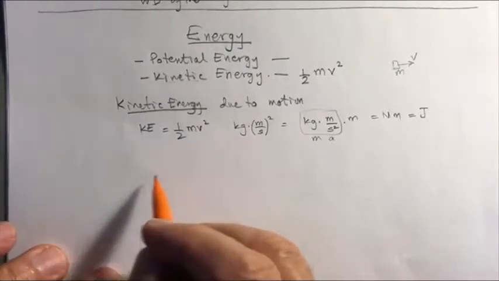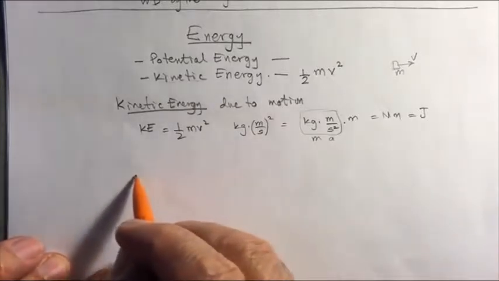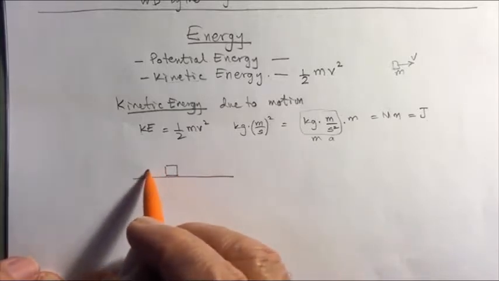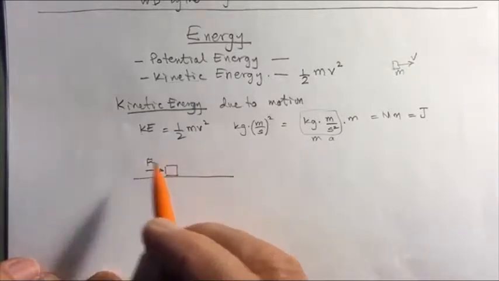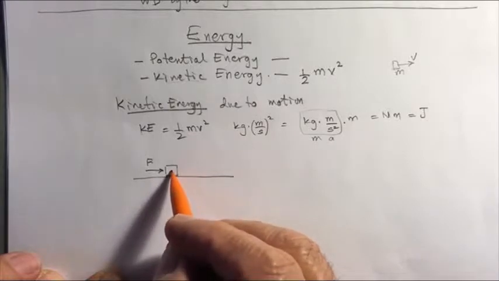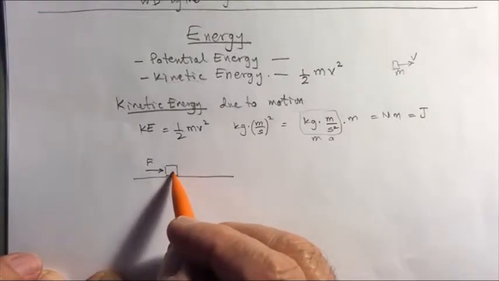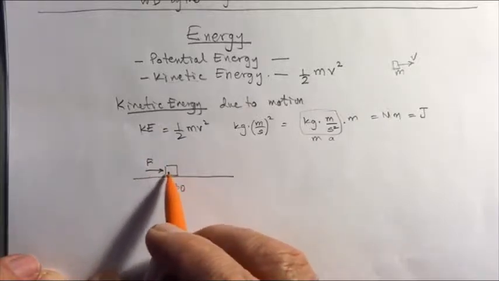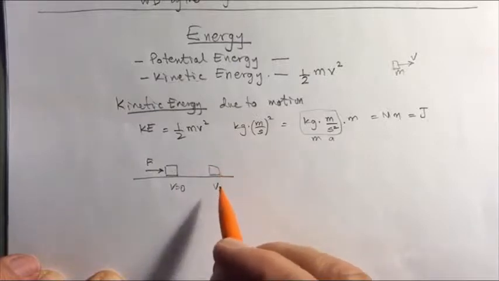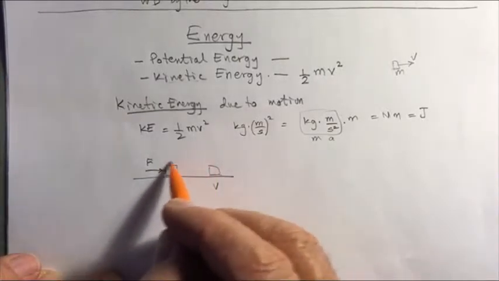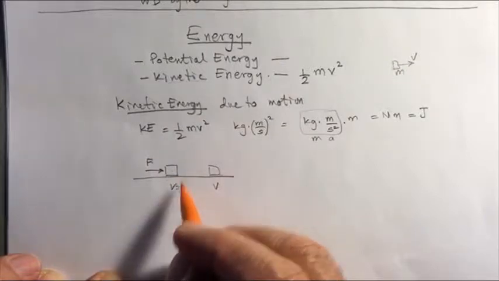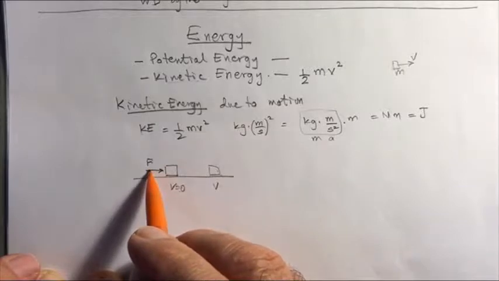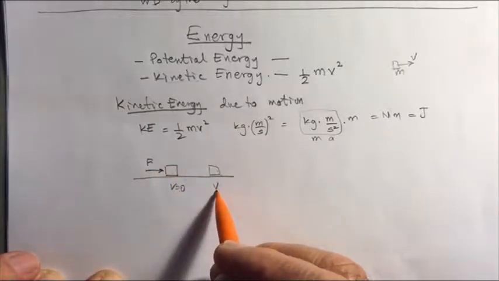Now let's see what would happen if you have on a surface an object, and let's say there's no friction, and you apply a force F, and initially it could have had a zero velocity, or it may have had some velocity, let's assume it's V0. When you apply a force, it's going to start moving, and it will have some velocity. So here the kinetic energy was zero, because V0 was zero, and here it would have some kinetic energy. So the force has an effect of changing its kinetic energy.